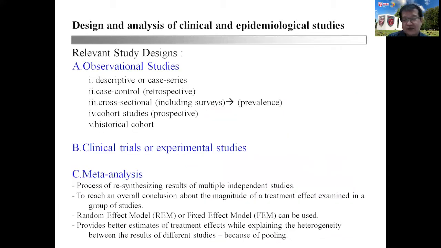So having said that, what will be the relevant study designs for clinical and epidemiological studies? In essence, there are three: observational studies, clinical trials, experimental studies, which have been covered earlier, and meta-analysis, which will not be covered under this particular curriculum. So let's focus on observational studies. Observational studies can be further subdivided into 5, namely the case series, case control, cross-sectional studies, cohort studies, and historical cohort.